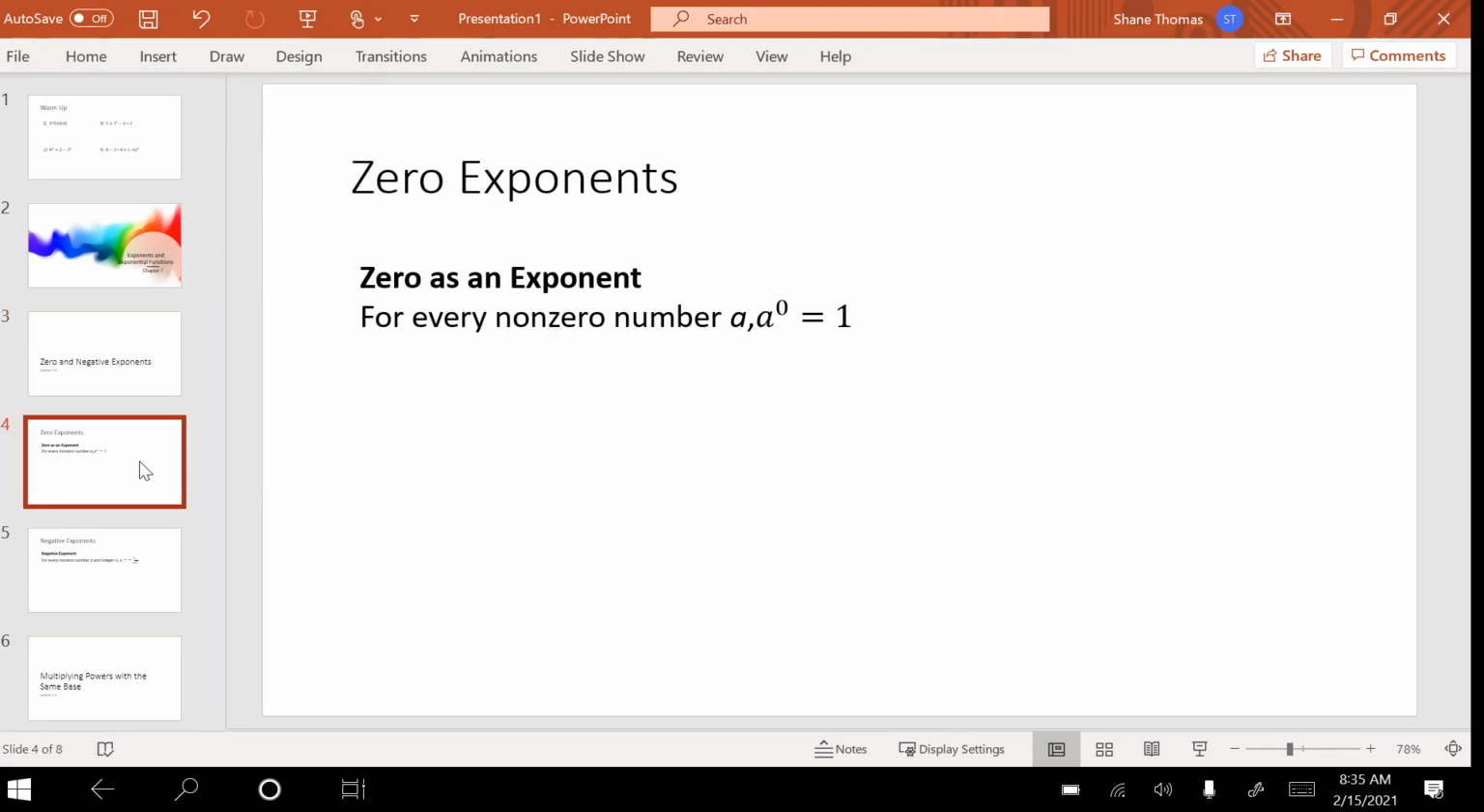So, 0 and negative exponents. Here's the rule. If 0 is an exponent, for every non-zero number a, a to the 0 power is equal to 1. So no matter what is raised to the 0 power, its answer is 1. All right? So 4 to the 0 power is what? 1. X to the 0 power is 1. 429,000 to the 0 power is 1.